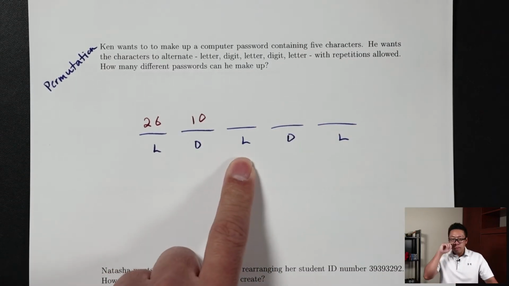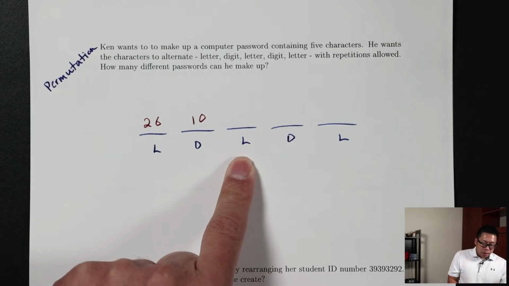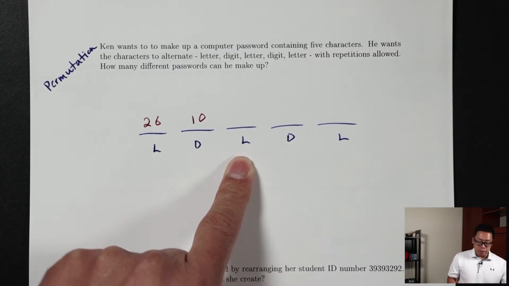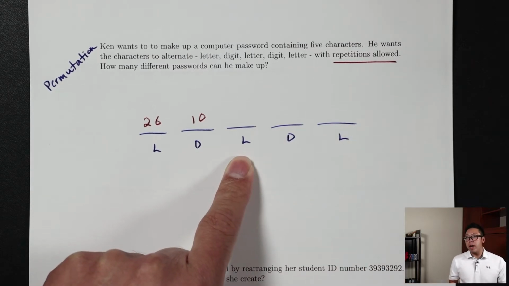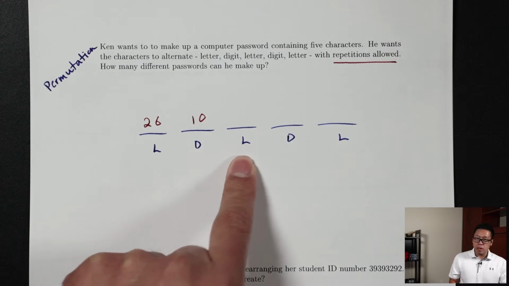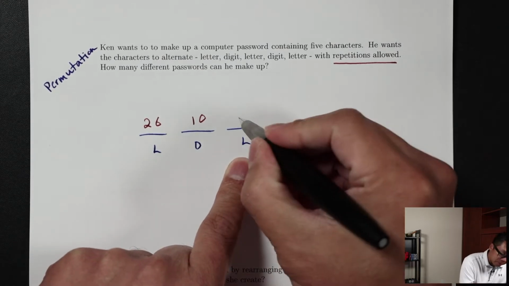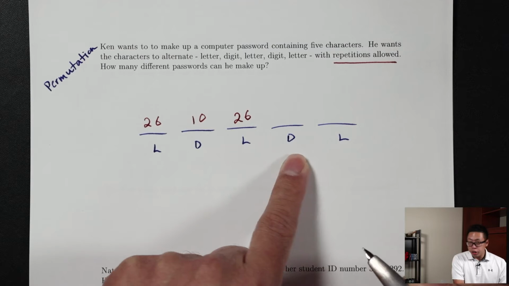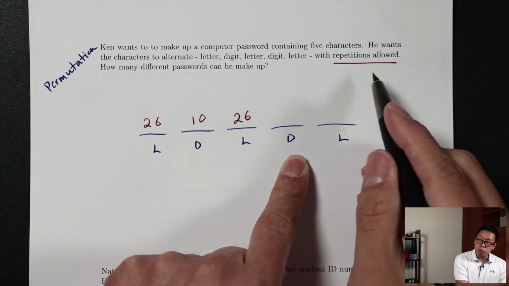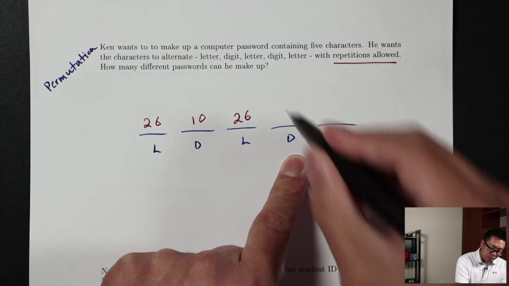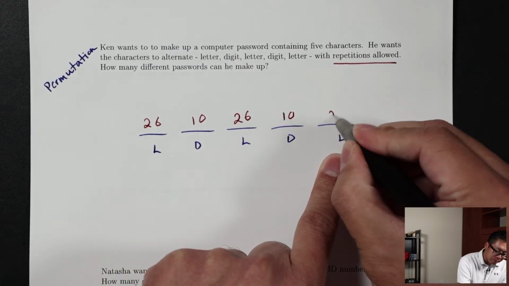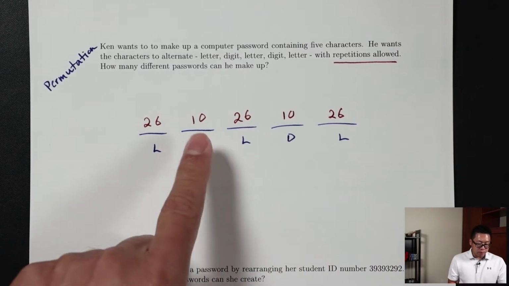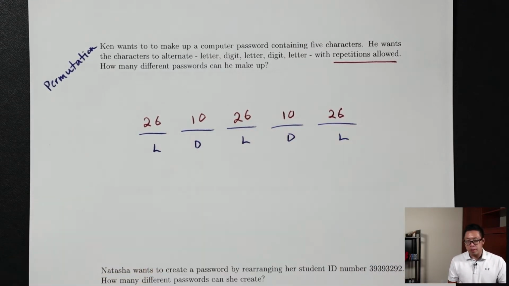And then our second letter, and we have to ask ourselves, are we allowed to repeat? So for this one, repetitions are allowed. So if repetitions are allowed, we don't have to reduce. So letter A through Z, the full 26. Digit, once again, we are allowed to repeat. So we have the full 0 to 9, that's 10. And then letter again, the full 26. 26 times 10 times 26 times 10 times 26. So that's how you'll enter it on the assignment.